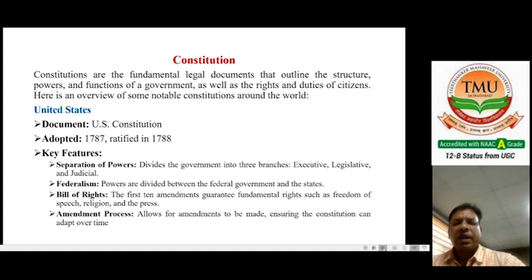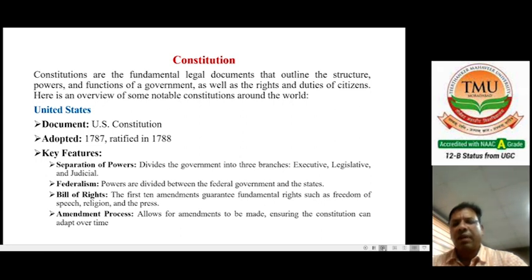The next important key feature of the US constitution is federalism. Powers are divided between the federal government and the states. That means there is not only the central government; there is also a division of powers between the federal and the state governments, and the federal states are the units of the federal government. And there is also the Bill of Rights. The first 10 amendments grant fundamental rights such as freedom of speech, religion, and press. This is a very important feature of the US constitution.